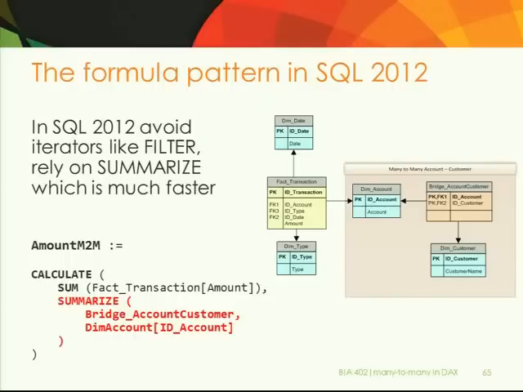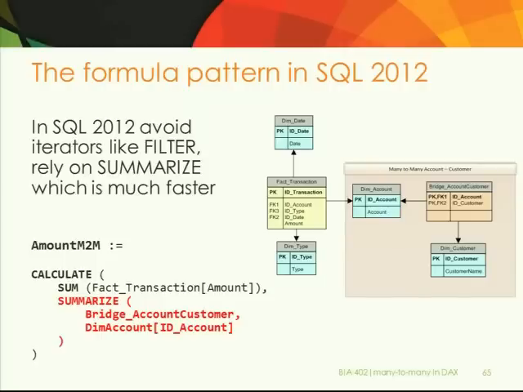SUMMARIZE simply iterates over the bridge table and summarizes it using any column that is in the table or in a related one.